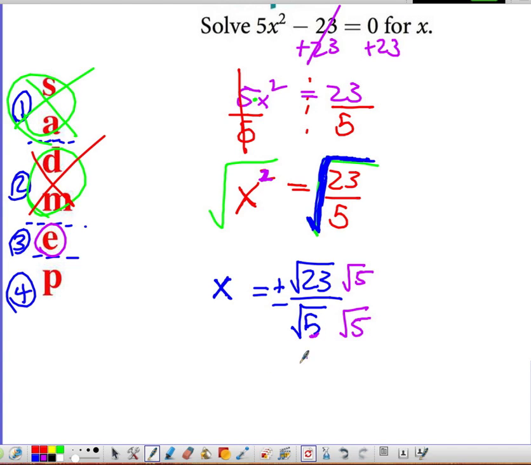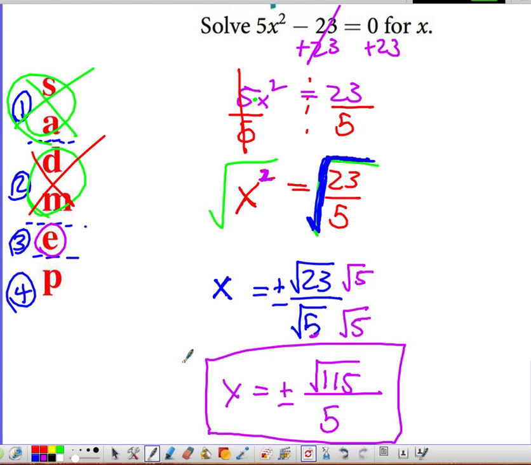And let's go ahead and multiply them out. So x is equal to plus or minus. We already know that the square root of 5 times the square root of 5 is just basically 5 without the square root. And when we multiply the square root of 23 times the square root of 5, we basically multiply the numbers out, and we get that x is equal to the square root of 115 over 5. That is my final answer.